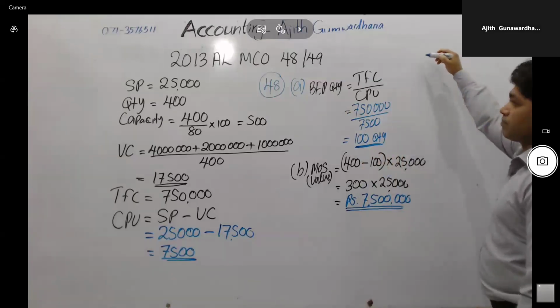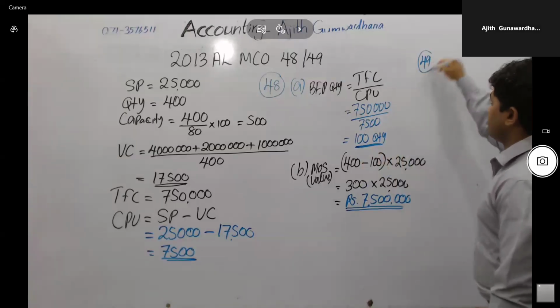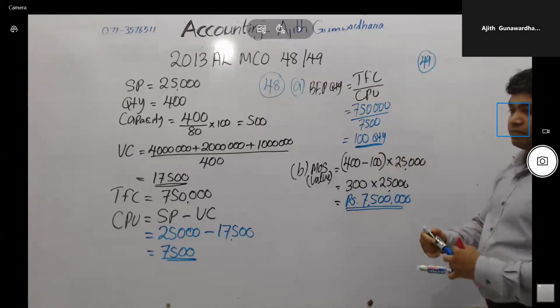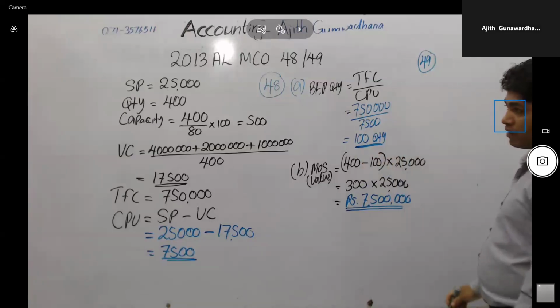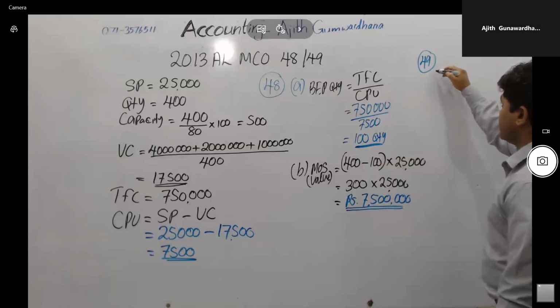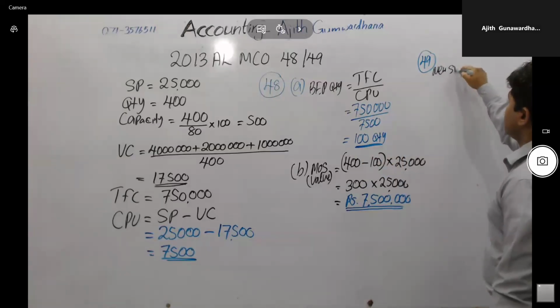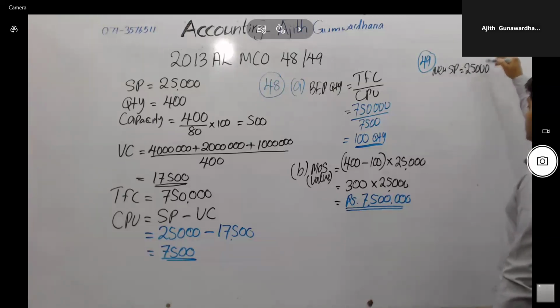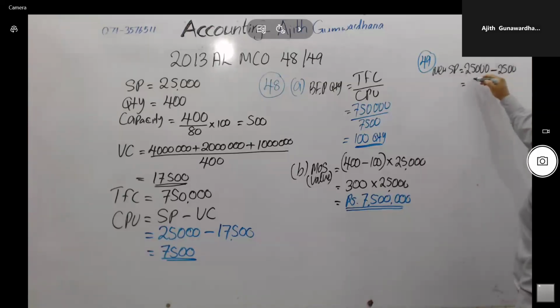Question number 49. They ask, if selling price is reduced by 10%, what is the effect on net profit? Think how to calculate net profit. First, try to calculate the new selling price. The selling price given is 25,000. Based on that value, deduct 10%. Therefore, 10% equals 2,500. Therefore, we can calculate the new selling price as 22,500. This is the first part.